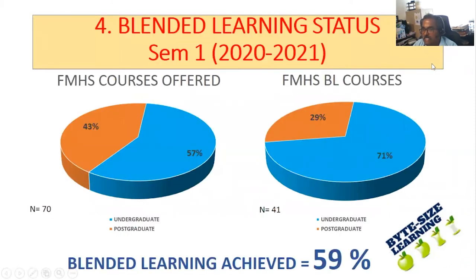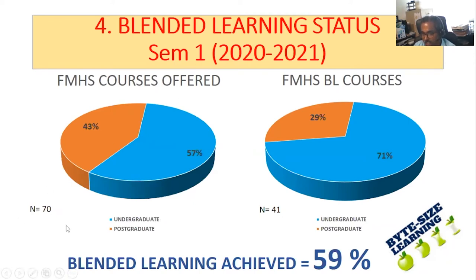Now, next, we've gone to section 4. Blended learning status, SEM 1, last semester, what we have obtained as a faculty. The number of courses that we offered last semester was 70 courses. A chunk of it is from the undergraduate, approximately 57%. And then the remaining was postgraduate courses.